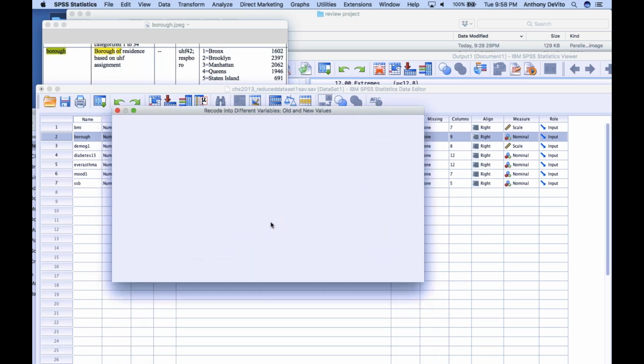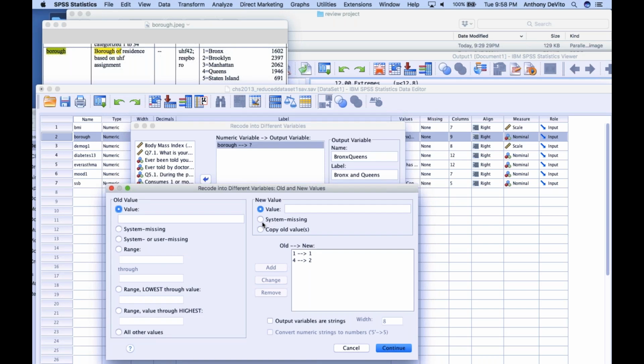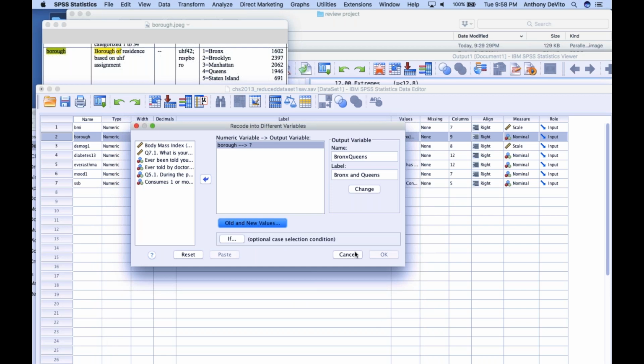Okay, so now what have I just done? I have told it to create a new variable from the old one, where the only thing we're interested in is 1 and 4 in the old variable, and we want to move it over and call it 1 and 2 in the new variable. So I'm going to click Continue, and I'm going to say, go ahead and make the change, and now OK.